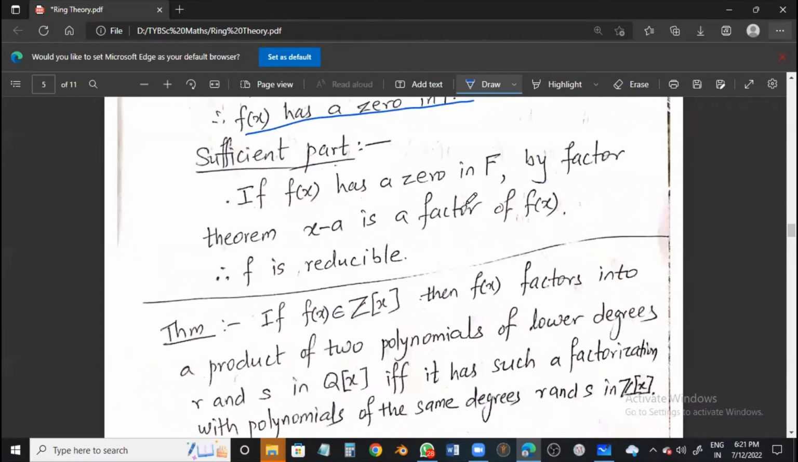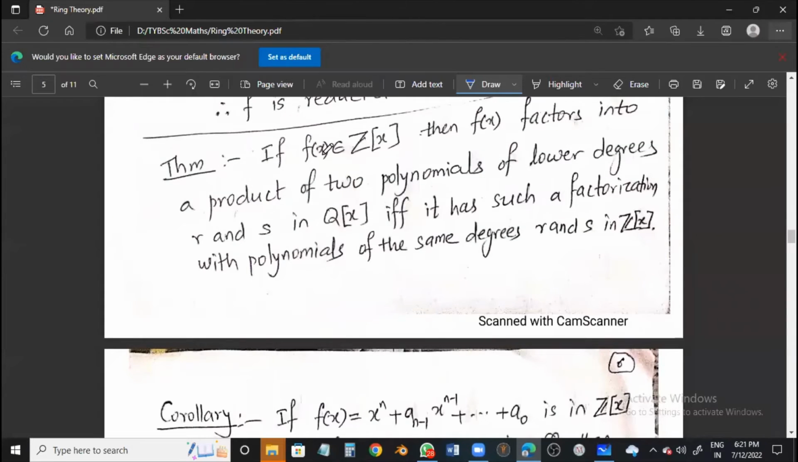Now I go to the sufficient part. Suppose f has a 0, then the factor theorem helps us. If a is a 0 of f, x minus a is a factor of f(x). And if it is a factor itself, it means it is reducible. So I suppose you followed the thing. Now I would like to go to the next theorem.